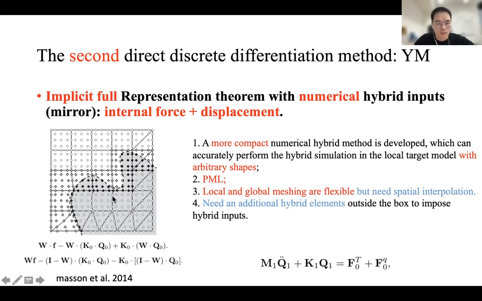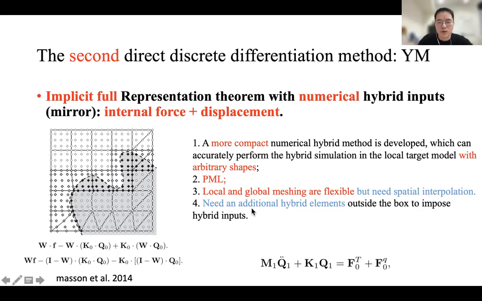And the local domain mesh, that means the spatial discretization, can be different from the global mesh, but we need some spatial interpolation. That means if the mesh here is different from outside, we also need the points in the element here, the black one, to calculate the hybrid input. If the mesh here and outside is different, we need the spatial interpolation. This will have some disadvantages. That is, well, not very accurate, but we can control it, in fact.